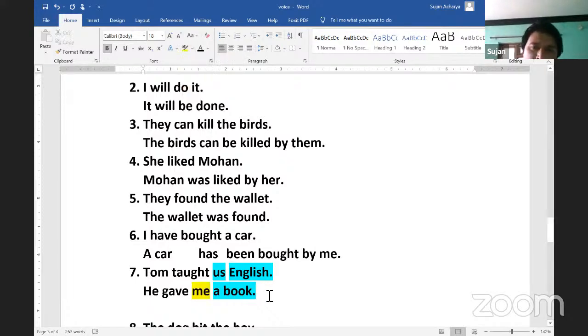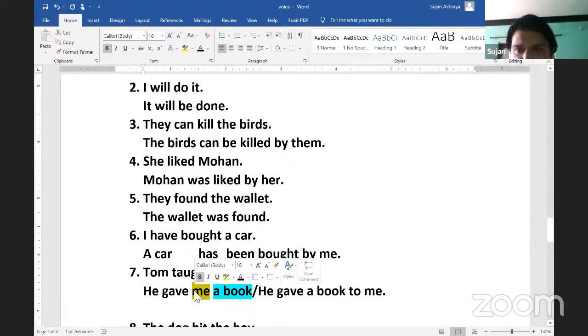He gave me a book. अब यही सेन्टेन्सलाई कसरी पनि लेख्न सकिन्छ? He gave a book to me. जहिले पनि indirect object भनेको person हुन्छ. A person is always considered as indirect object, and it can be kept at the end by adding to, like this.